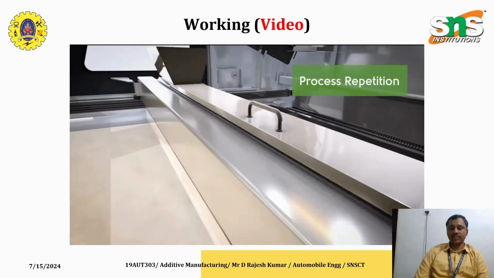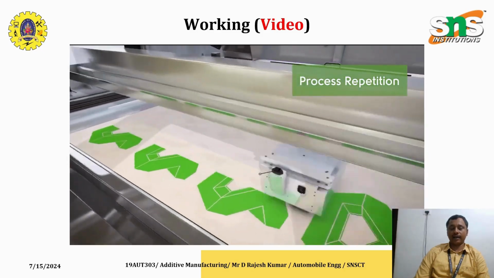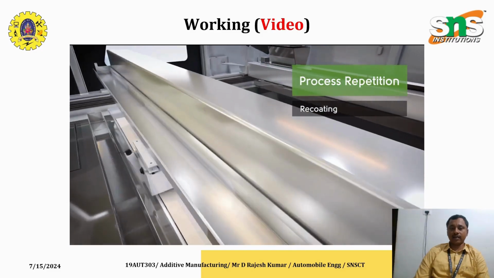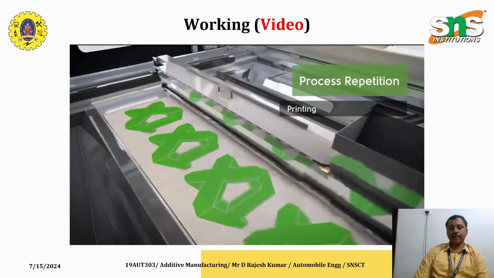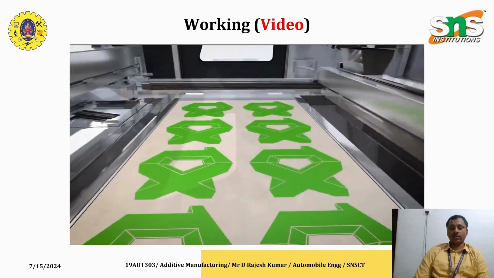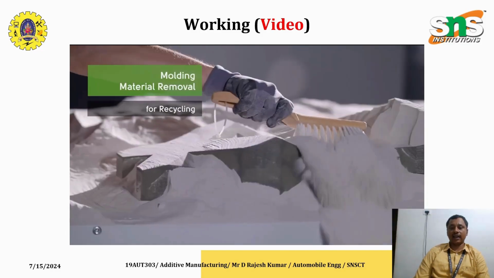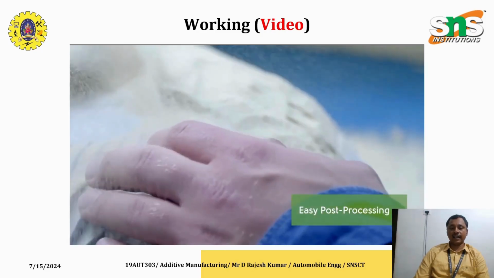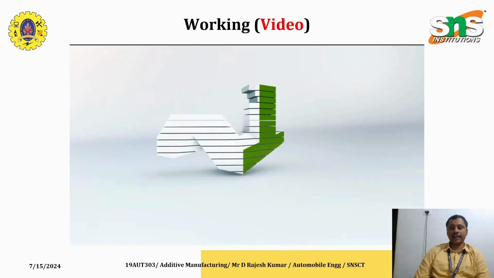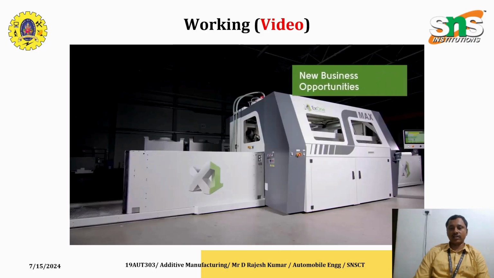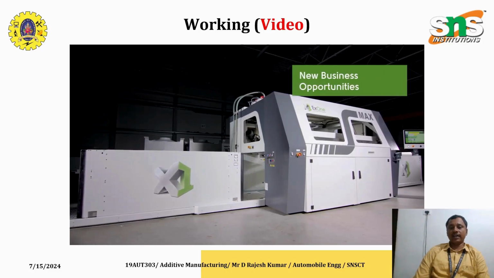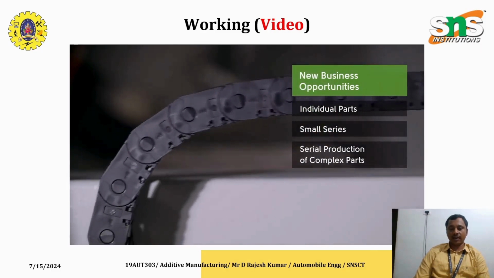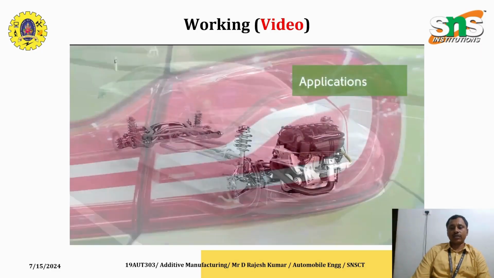Once the first layer is printed, the print area lowers down, and then again the printhead supplies the fresh particle or the fresh layer. This process is continued, and then at the end, the unwanted materials are cleaned, and then the material is taken out of the build area. So this is one of the effective processes in which there is no application of laser, and different kinds of materials can be printed by using this technique.